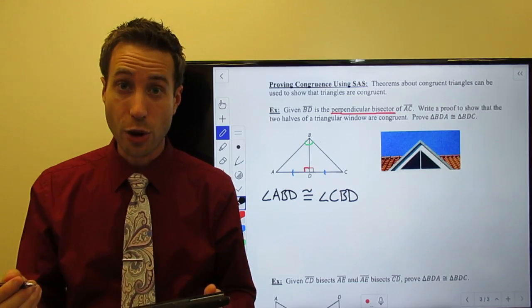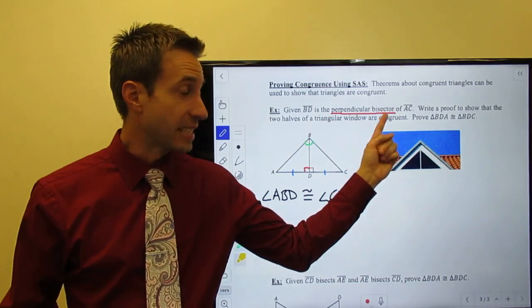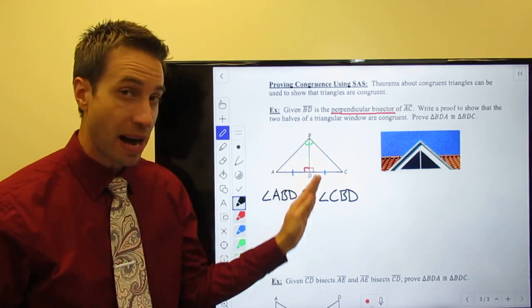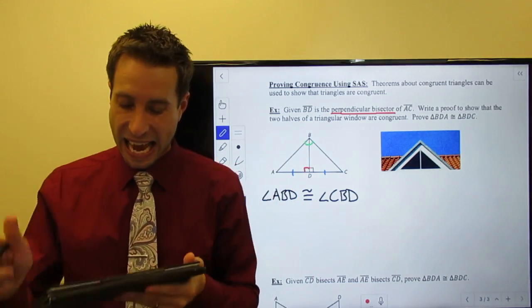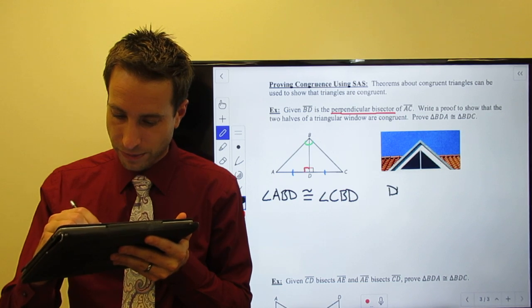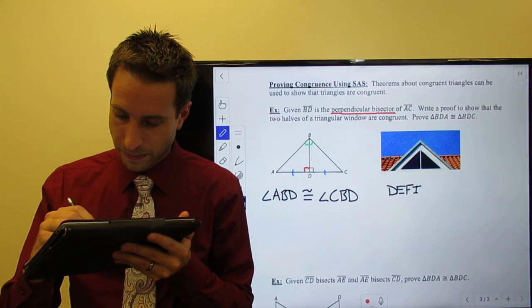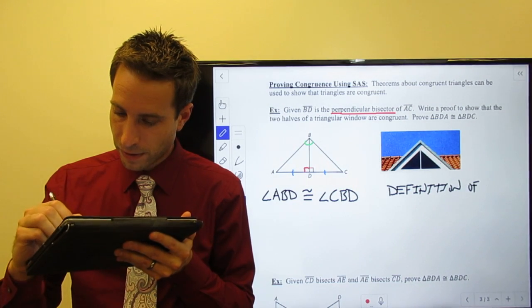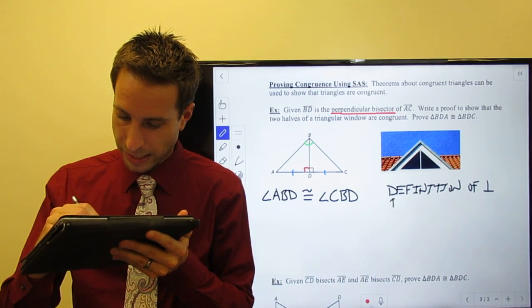How do I know that? Well, perpendicular bisector, that's our definition of a perpendicular bisector. If it bisects an angle, it cuts the angle in half. Definition of perpendicular bisector.